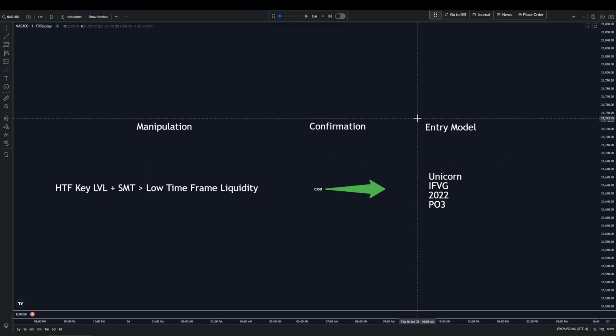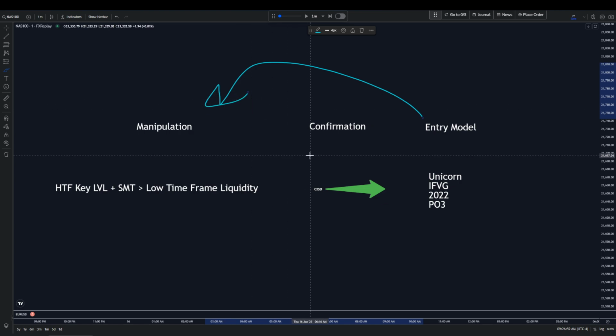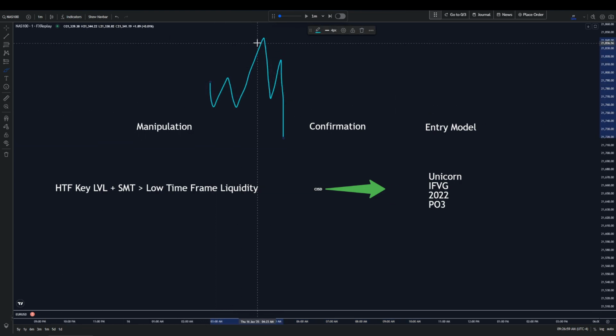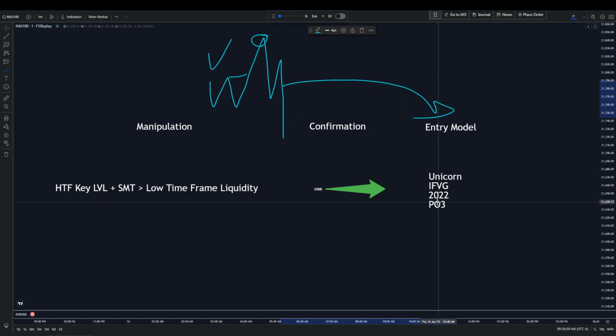But before everything, we have to take it back to the manipulation. The manipulation is what is creating the strong move before your distribution move, right? You need to properly identify these manipulations before we can even think about an entry model.